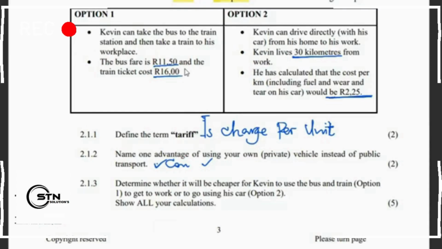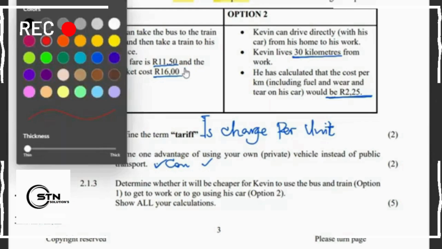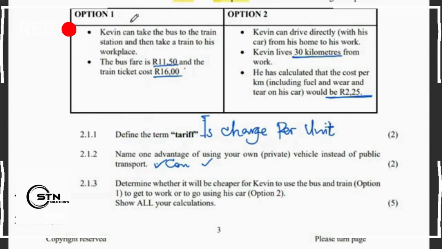2.1.3. Determine whether it will be cheaper for Kevin to use the bus and the train, which is option 1, to get to work, or to go using his car. Now, here we need to analyze. What are we going to look at? First and foremost, you ask yourself, if it's to use a bus and train, how much is he going to use? Let's look at that. The bus and the train. Now, we shall have to look at option number 1.